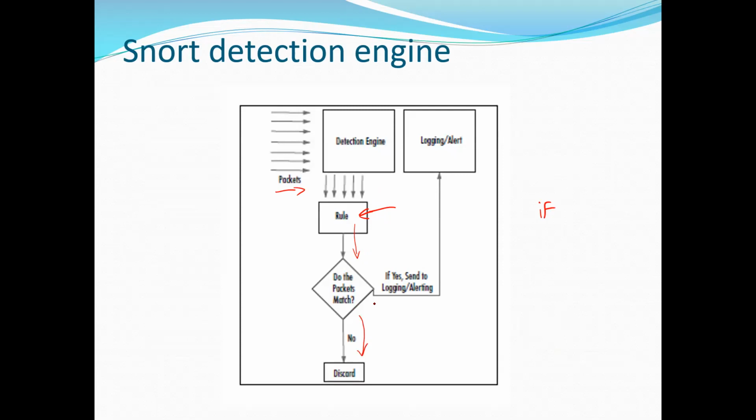If it doesn't match, this assumes, remember, it's an IDS. So in an IDS, the packet has already gotten to its destination. You're just mirroring a port and looking at the traffic again. So if it doesn't match, you just discard it, get rid of it. If it does match, though, you generate either an alert, a log, or a combination of both, okay?